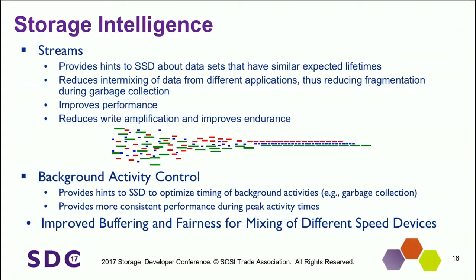Then there's background activity control. SSDs occasionally have to do background activity, and HDDs too: garbage collection, scrubbing, a number of activities. Very often, you don't want that to happen during your peak operational period. So you give the drive a hint saying now might be a good time to go housecleaning, in the middle of the night when nothing's happening. Or you say right now, hold off on background stuff so you can give me maximum and more predictable performance. And then improved buffering and fairness allows for mixing of different speeds within the same infrastructure.